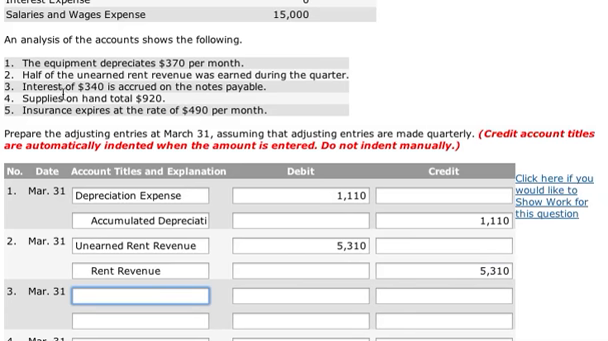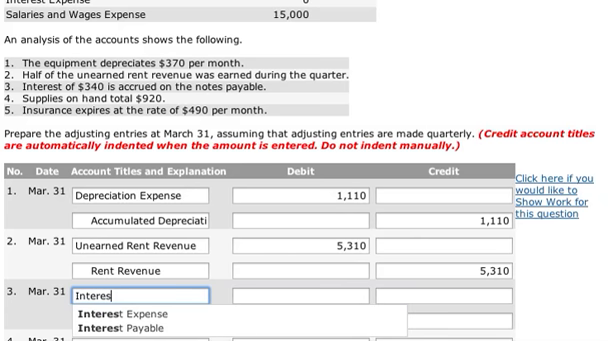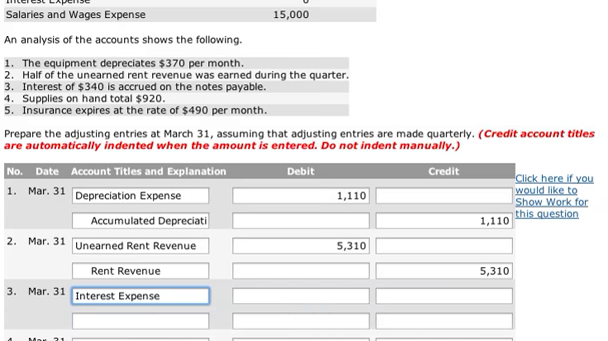The next one, interest of $340 is accrued on the notes payable. So the first will be interest expense. Expenses are always debited for $340. We just use that amount. And interest payable will be credited for $340.